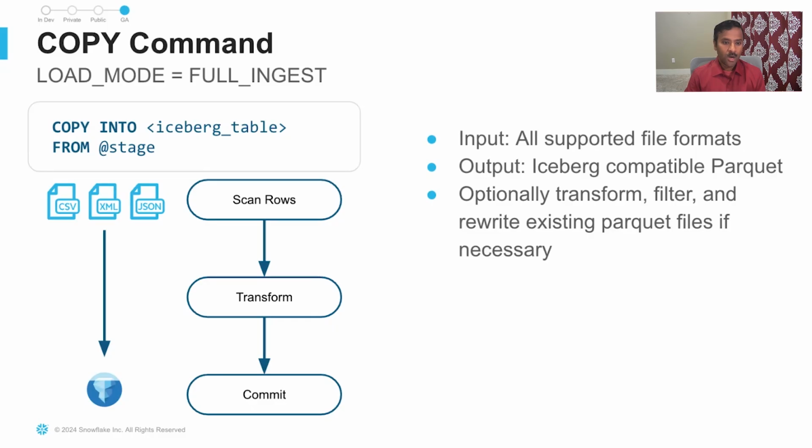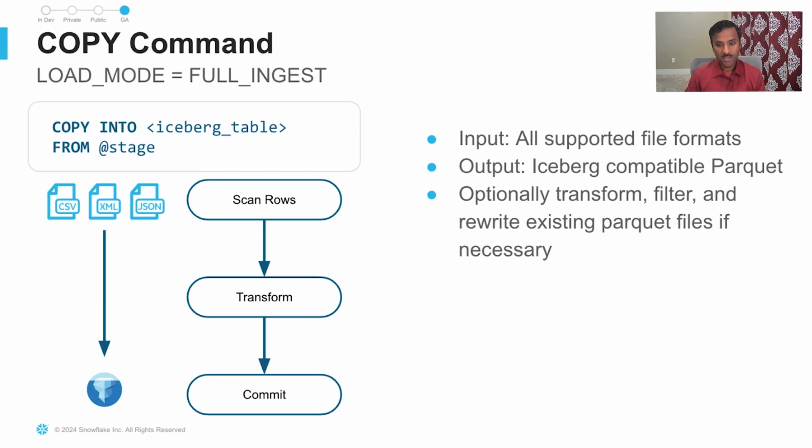Next, let's look at the copy command in a bit more detail and learn more about how it can be used to load data into Apache Iceberg tables in Snowflake. A new copy option, load mode, is being introduced to support efficient data loading into Apache Iceberg tables. The default behavior of this new copy option is to rewrite the source data into the target table's format, depending on whether it's Iceberg or non Iceberg tables. In the case of Iceberg, the target file format is going to be Parquet.